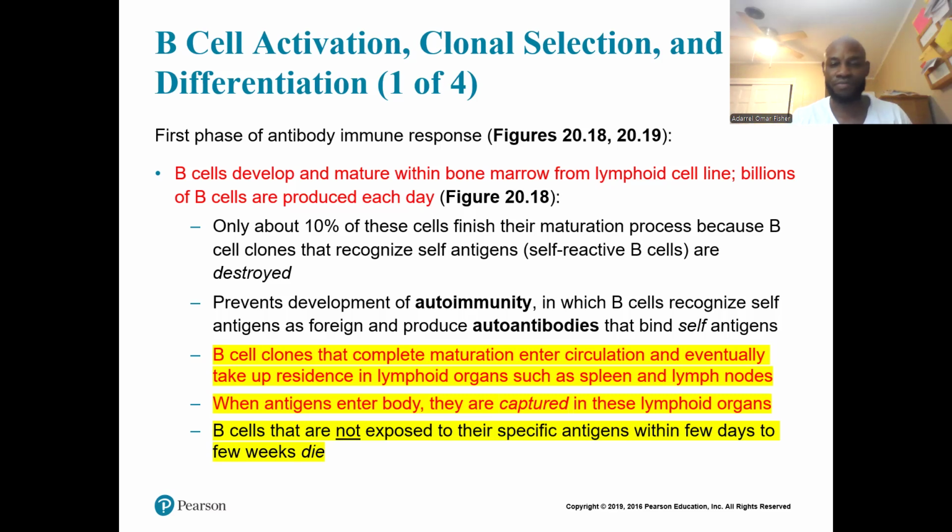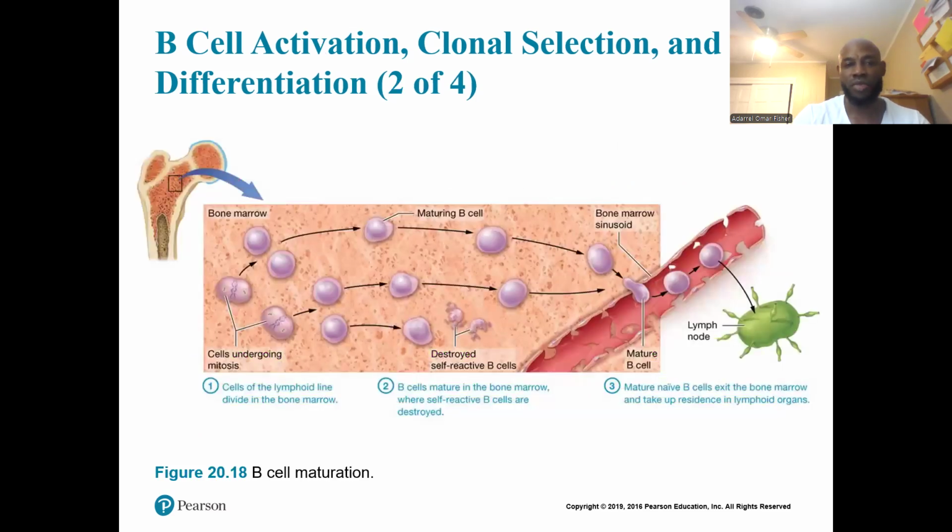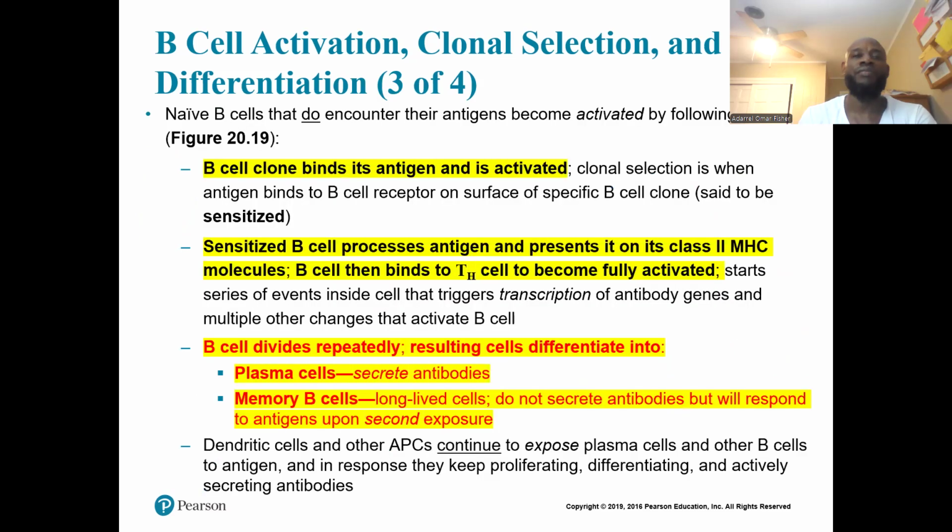When antigens enter the body, they're captured in these lymphoid organs. B cells that are not exposed to the specific antigens within a few days to a few weeks will die. That's the process of B cells, from the bone marrow to the lymph node. Naive B cells that encounter antigens become activated by this process. So a B cell clone binds its antigen and is activated. Clonal selection is when an antigen binds to the B cell receptor on the surface of a specific B cell clone.